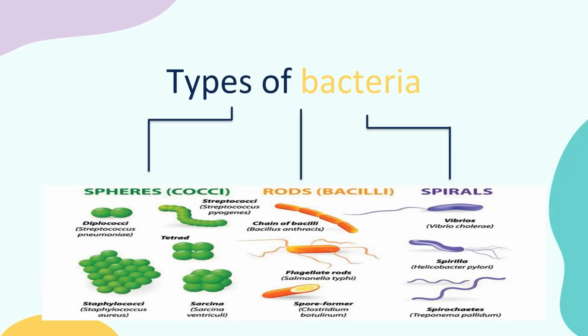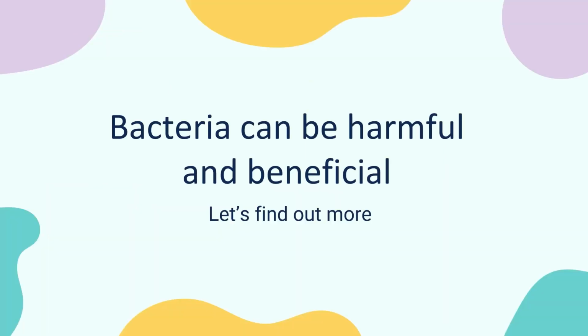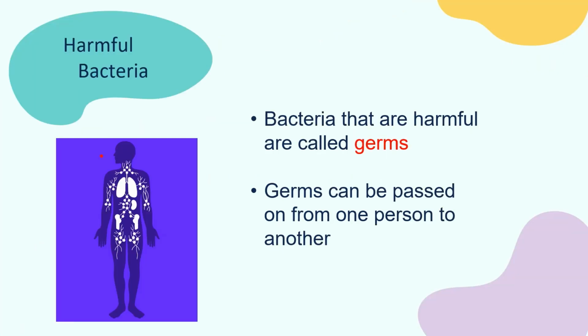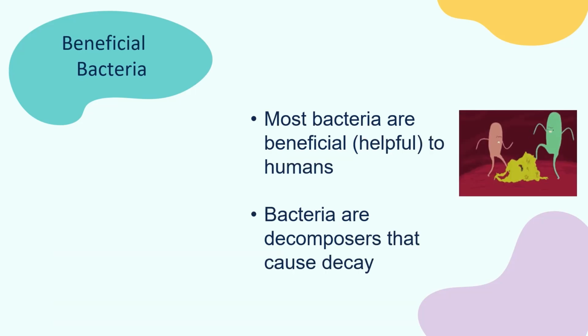So the types of bacteria are spheres, rods, and spirals. Bacteria can be harmful and beneficial. Let's find out more. Harmful bacteria. Bacteria that are harmful are called germs. And germs can be passed on from one person to another. Now, beneficial bacteria. Most bacteria are beneficial or helpful to humans. Bacteria are decomposers that cause decay.